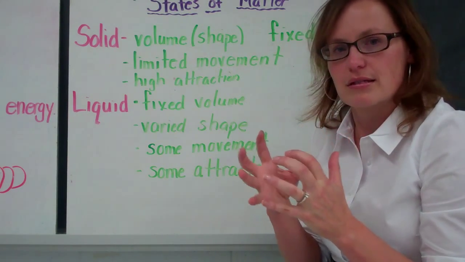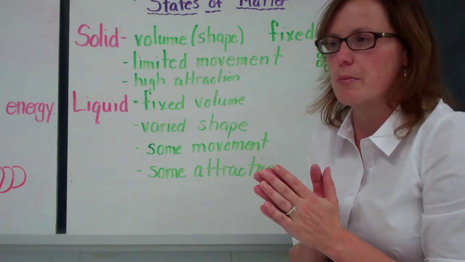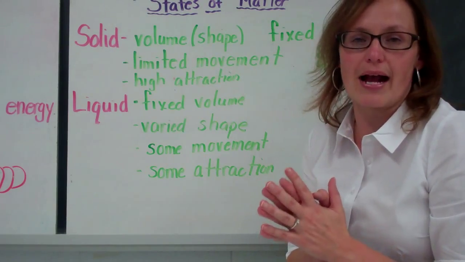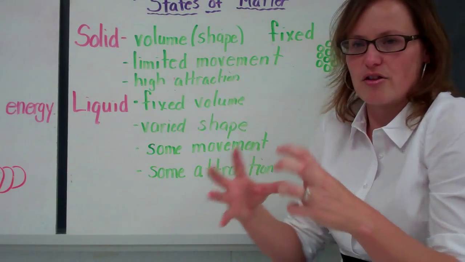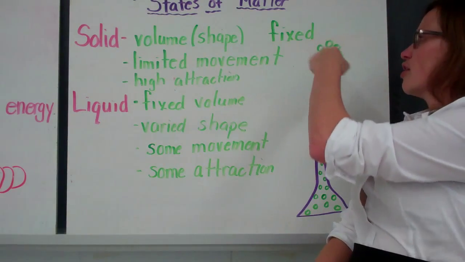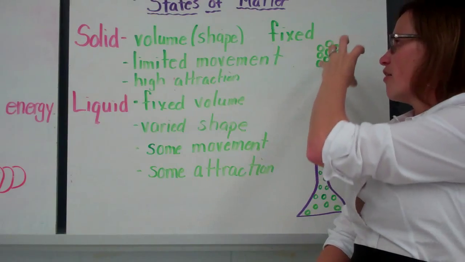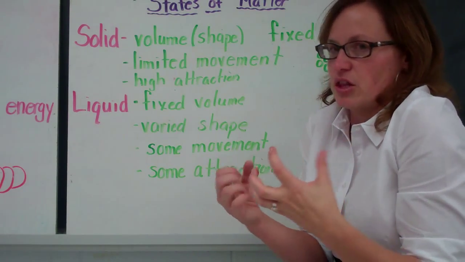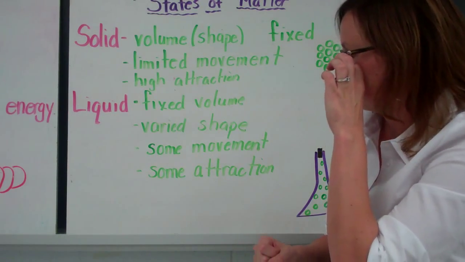And they're really close together. There's not a lot of space in between the particles. And there's a high attraction. These particles want to be close together, they want to stay tight to each other, and that's why there's so limited movement. So there's just a diagram. So here's my particles of my solid. They're moving just a little bit, but they're really right up close to each other.